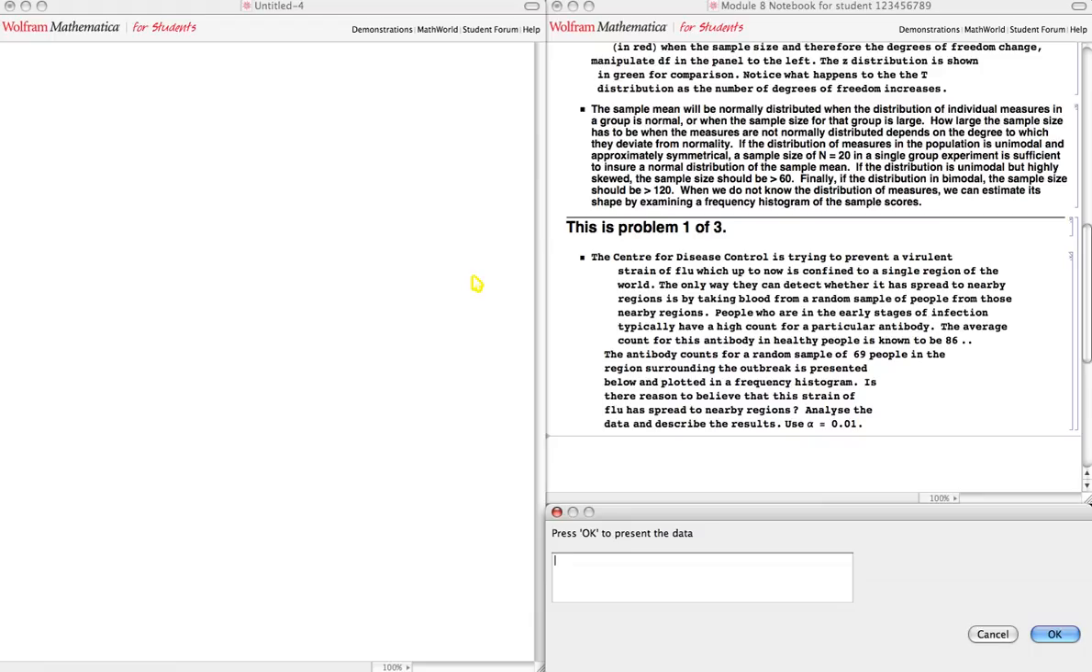Okay, this is module 8. The first problem is about the Center for Disease Control. They're trying to see if a virulent strain of flu has spread to nearby regions. So you're going to get a plot of the data.